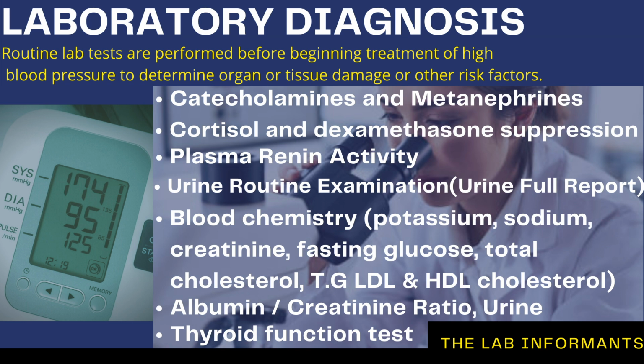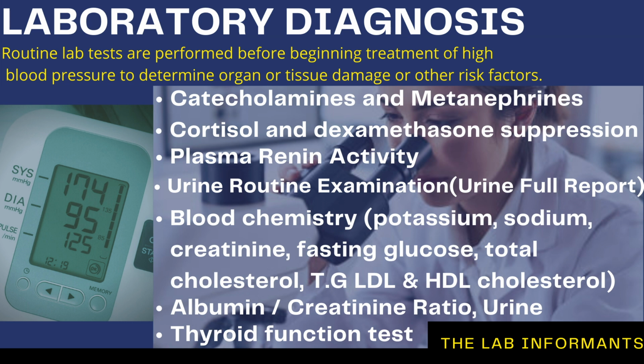To add on, a urine routine examination, full report, can be used to screen for secondary causes of hypertension and look for damage to the kidneys as a result of overtime untreated hypertension. Some of the laboratory tests that are performed to help diagnose and evaluate hypertension include blood chemistry, such as potassium, sodium, creatinine levels, fasting glucose, and also cholesterol levels.